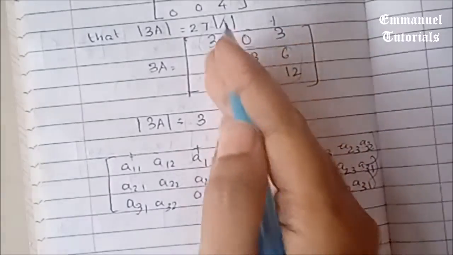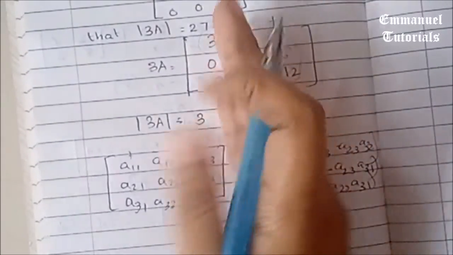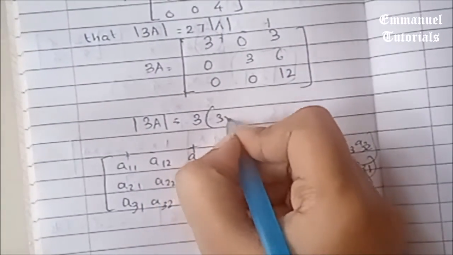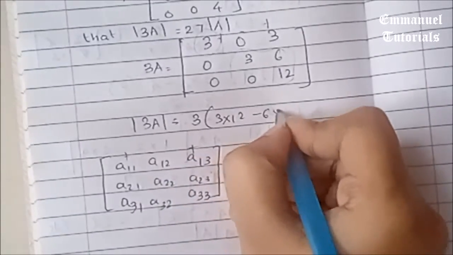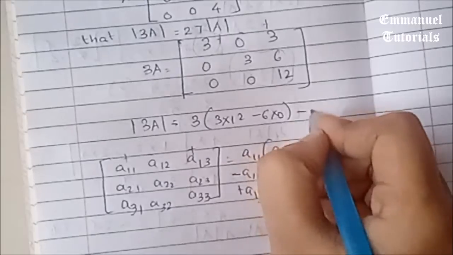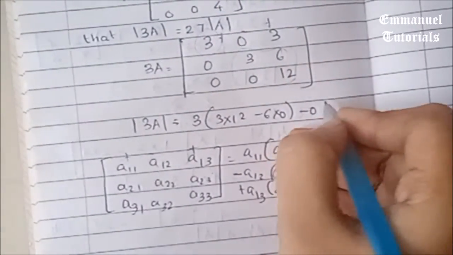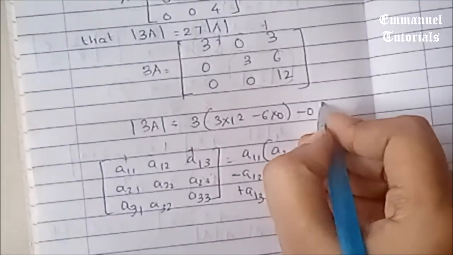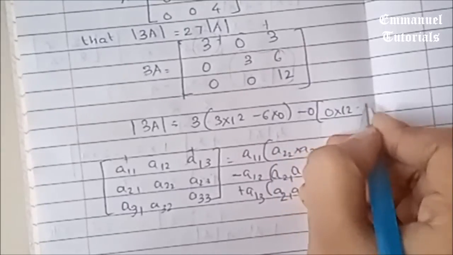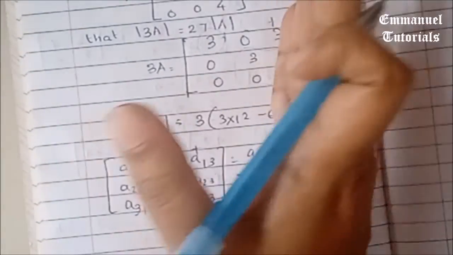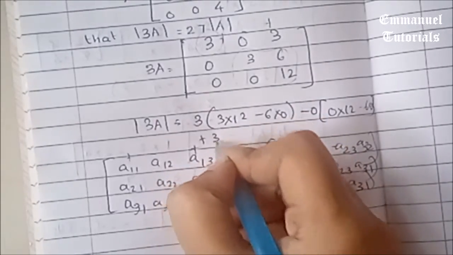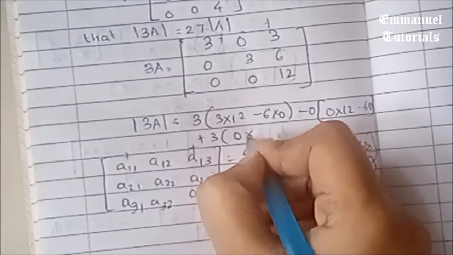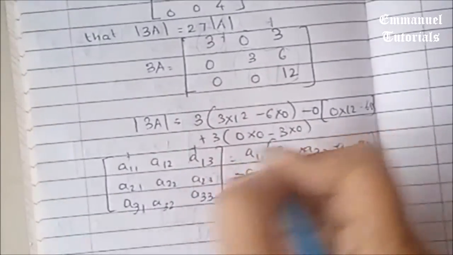So what we are going to do? 3, which is positive, leave this column, see the next two columns. 3 into 12 minus 6 into 0, minus 0. Now minus 0 into anything is going to be 0, but still we'll do that. Leave this column, see the next two columns. So it's going to be 0 into 12 minus 6 into 0, plus 3, leave this column, see the next two columns. So it's going to be 0 into 0 minus 3 into 0.